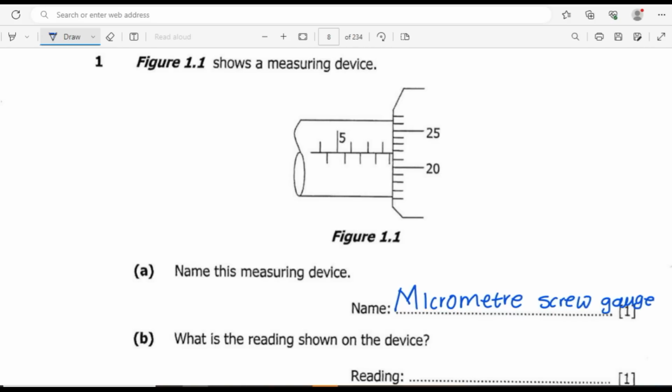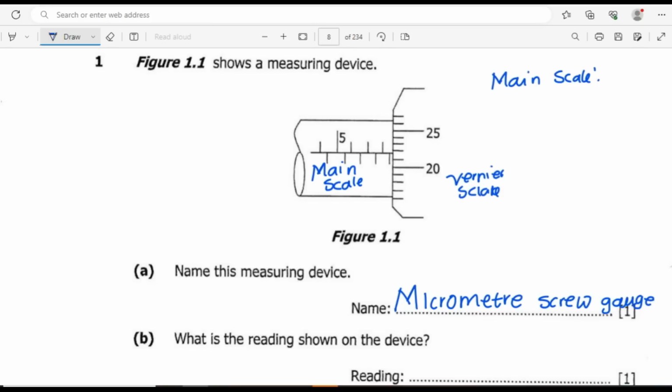Then after this question, we have question B, where we are asked to find the reading shown on the device. So first we need to look at where our main scale is. So this is where our main scale is. Then our vernier scale. Vernier scale means a scale that is moving. So first look at how we find the reading in the main scale. For the main scale, we just have to count whatever we have on top here.